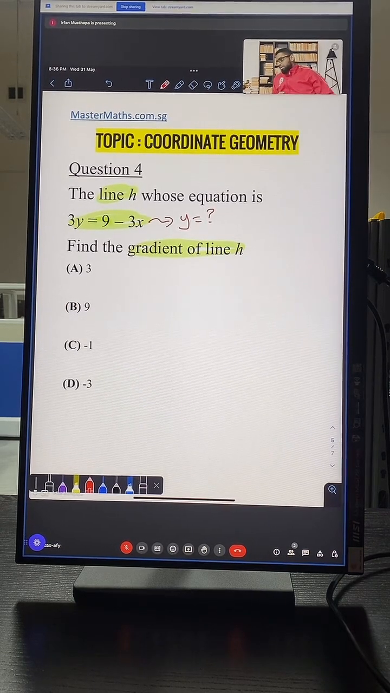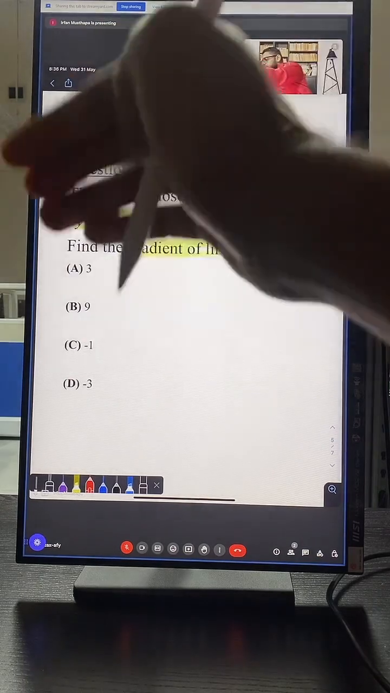My friends, what is the gradient of this particular line? Let's go. Some of you are pretty fast. You say it's -1. Some of you say C is the answer. Guys, is it A, is it B, is it C, is it D?